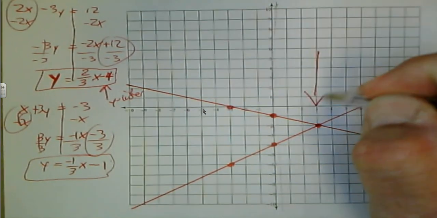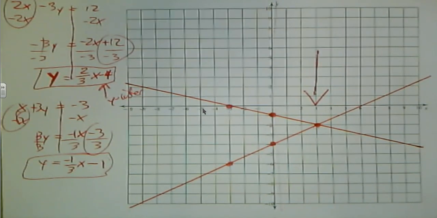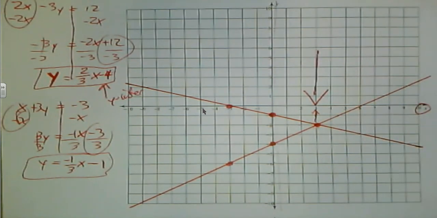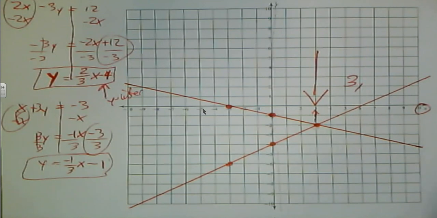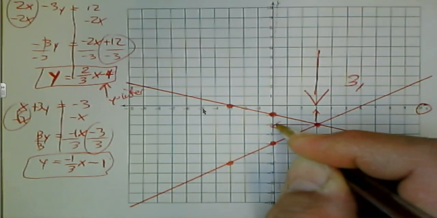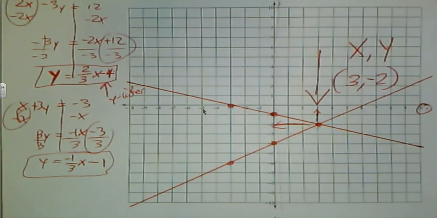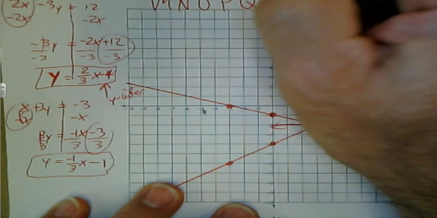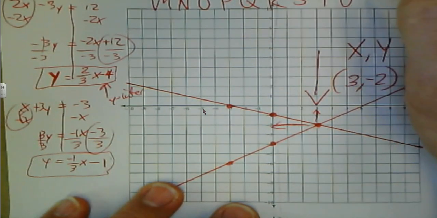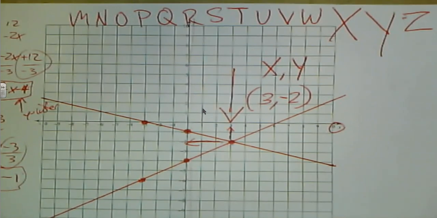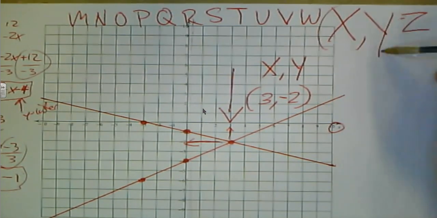Now, this is our intersect. We need to see where it is on the x-axis, which is 3. Then we need to see where it is on the y-axis, which is -2. Because it is x and y, just like the alphabet: M, N, O, P, Q, R, S, T, U, V, W, X, Y, and Z. Believe it or not, I have people that don't know that. It's X and then Y, just like the alphabet.